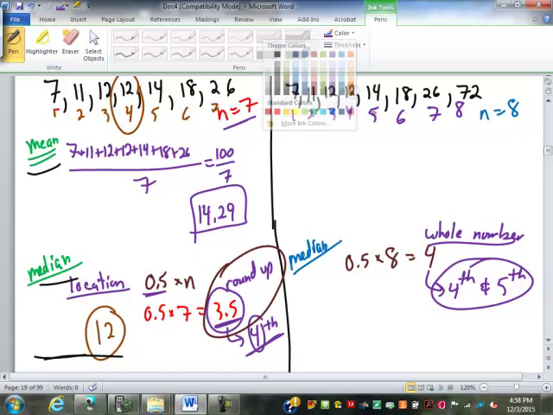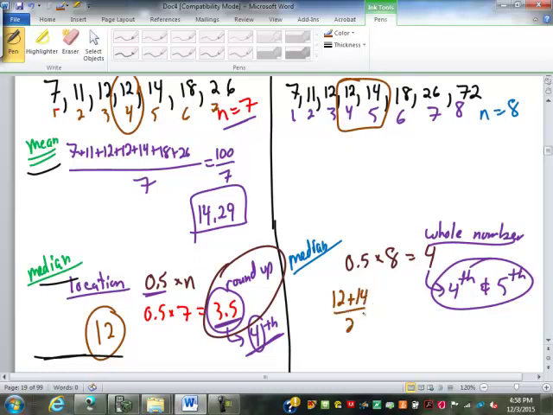So the median here is between the 12 and the 14. How do we find what's in between them? Add them together and divide by 2. 12 plus 14 divided by 2 is 13.